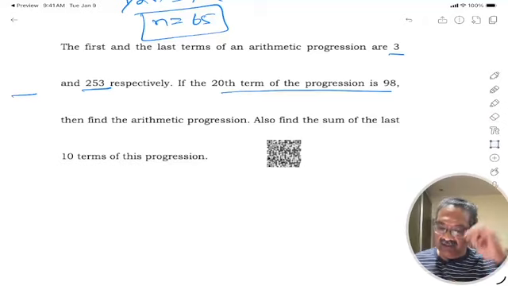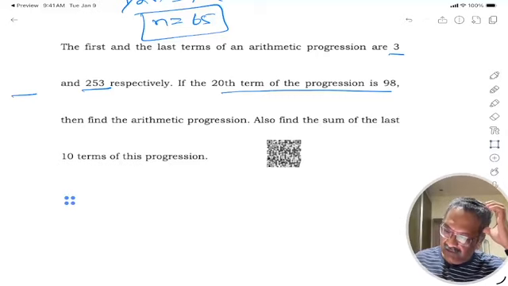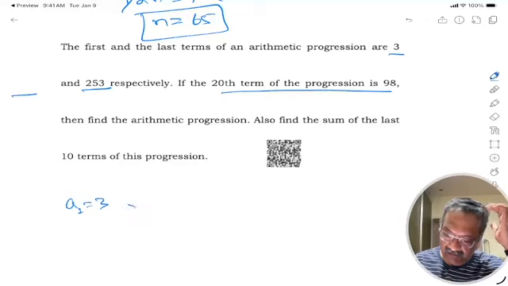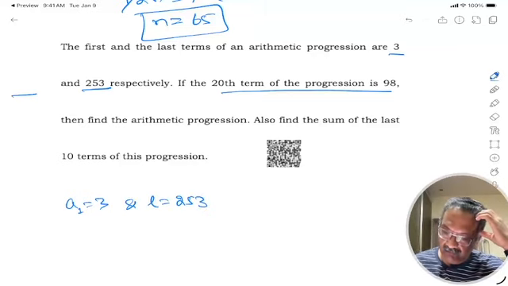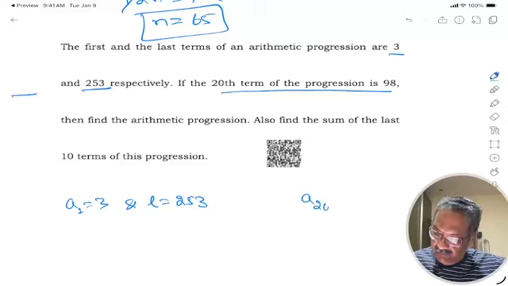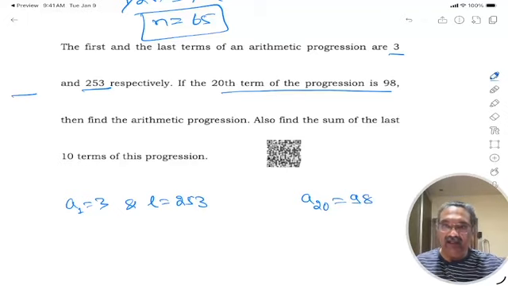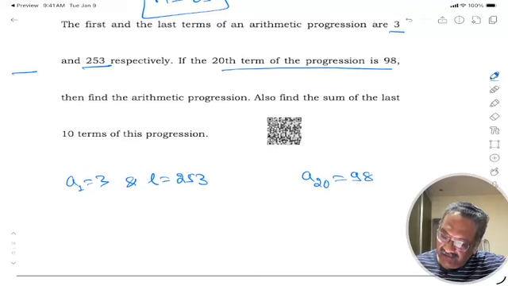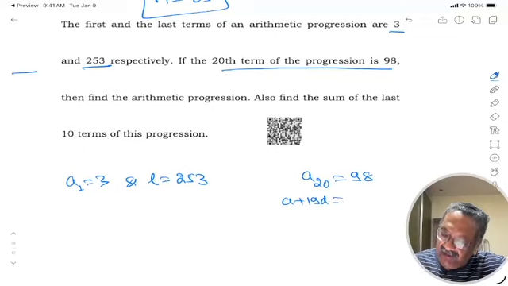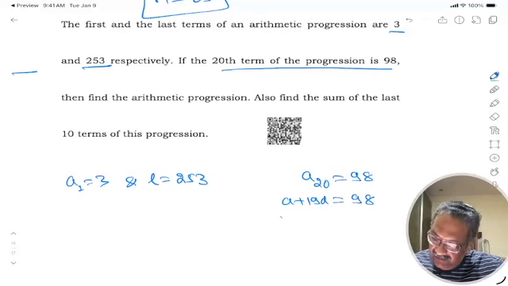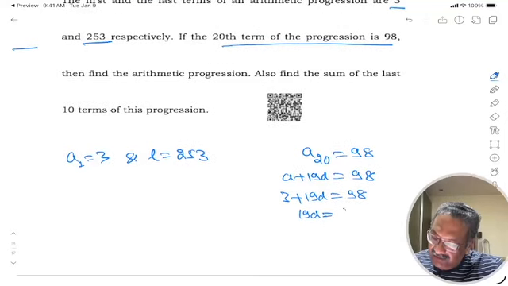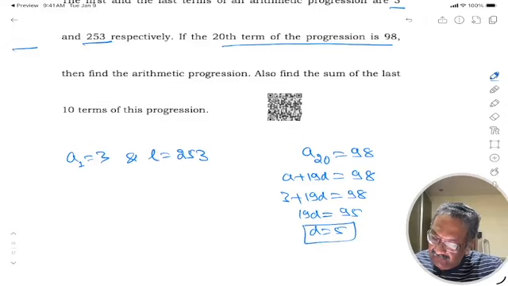Okay. The first and last term. So we have A1 is equal to 3 and L is equal to 253. If the 20th term of the progression is 98, that is A20 is 98, then find the sum of the last 10 terms, is what they have told. Okay, what is A20? A20 is nothing but A plus 19D is 98. So A is 3. 3 plus 19D is 98. So 19D is 98 minus 3 is 95. We get D is 5.